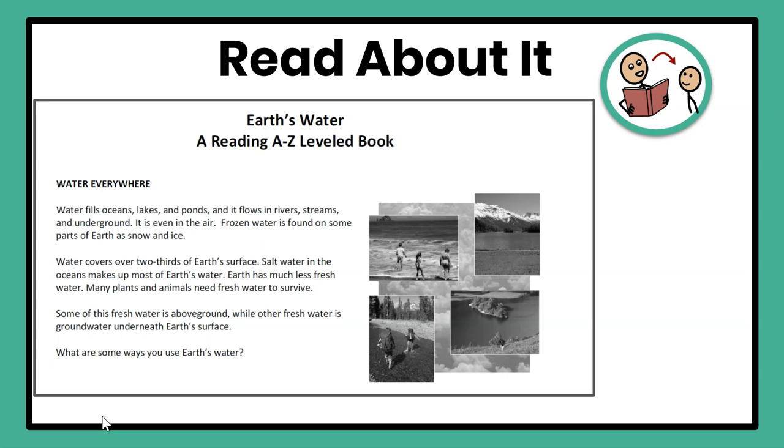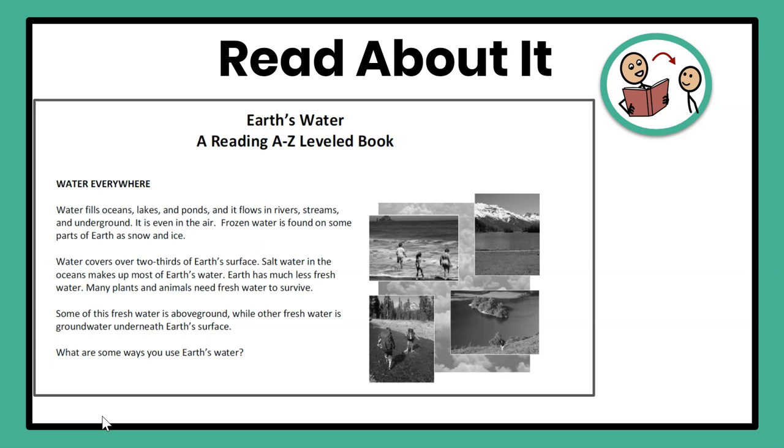Water everywhere. Water fills oceans, lakes, and ponds, and it flows in rivers, streams, and underground. It is even in the air. Frozen water is found on some parts of the earth as snow and ice. Water covers over 2/3 of Earth's surface. Salt water in the oceans makes up most of Earth's water. Earth has much less fresh water. Many plants and animals need fresh water to survive. Some of this fresh water is above ground, while other fresh water is groundwater underneath the Earth's surface.